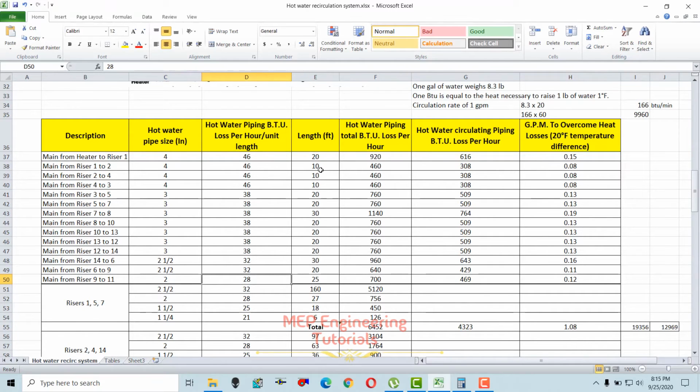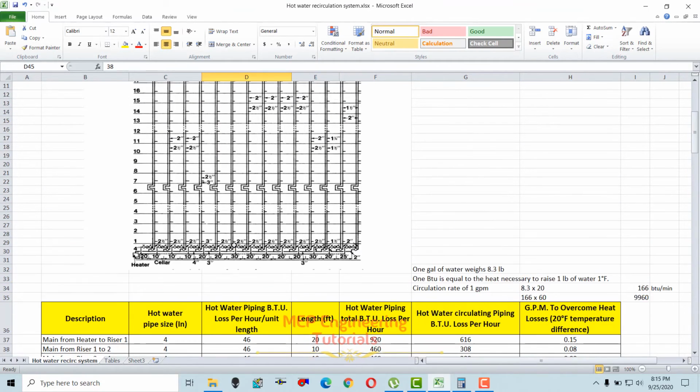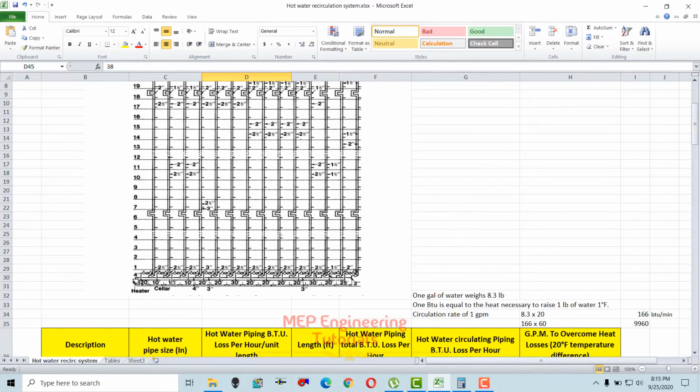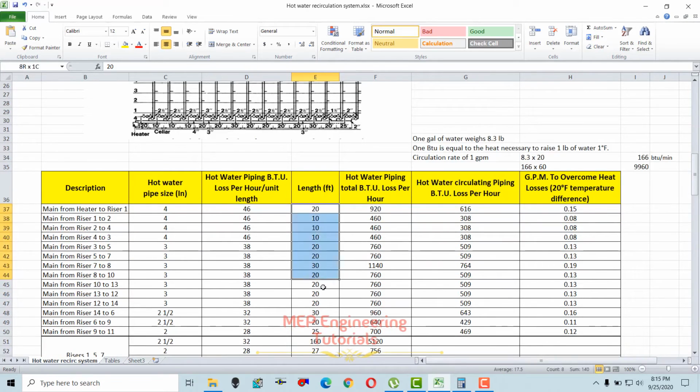Once this is done, you go to the next column, that is length. Length is very simple. You just have to go to your AutoCAD plan and measure the length from one point to another point. As per the AutoCAD plan, you check the lengths and write them here. I already wrote the lengths here, like 20, 10, 10, 10, 20, 20, 30, 20, 20. You just have to check it from the AutoCAD and write it in one by one.